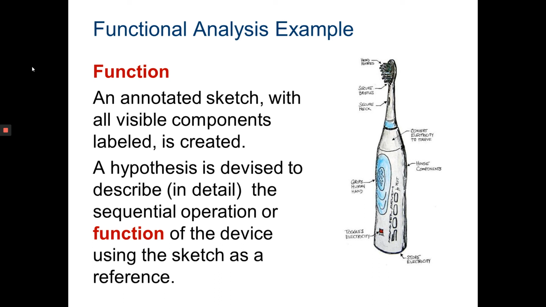There's a housing for the components. Again, we're not sure what's inside. There's a grip there. There's an electrical indicator for the toggling of the electricity. And we know that the device can store electricity. And that's basically it. A functional analysis does not have to be overly complex, but it should make note of specific things that we know are part of the object in question.